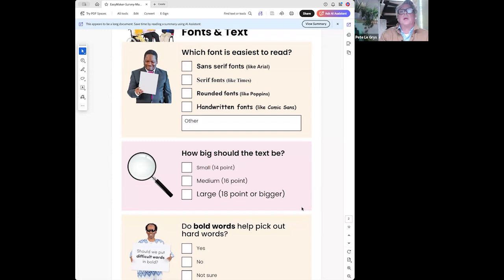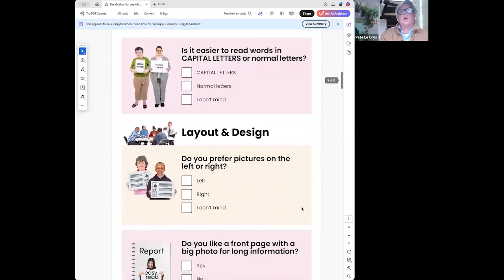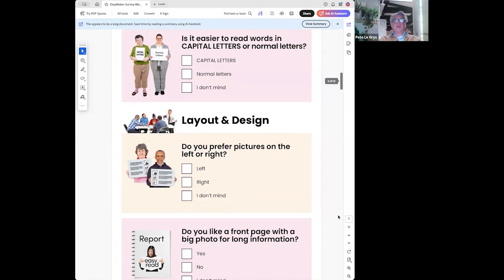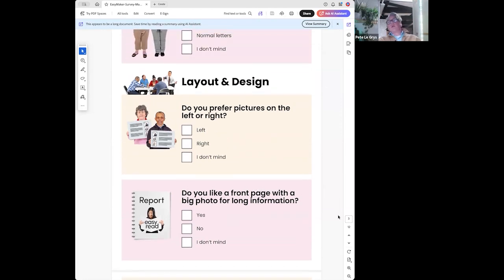If you go to the next page, then capital letters, normal letters. I'd probably change the wording on that now. Pictures on the left or right, I would probably put, do you prefer the pictures before the writing or after the writing? So these are all things that we've learnt in the field, and the next version will be amended. This stuff will be taken on board.